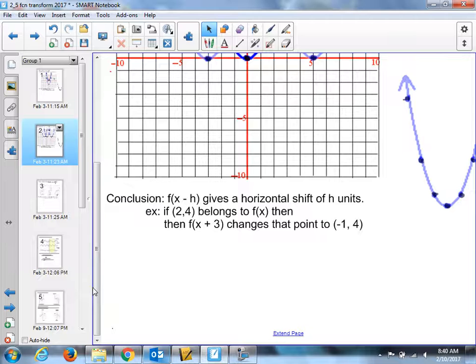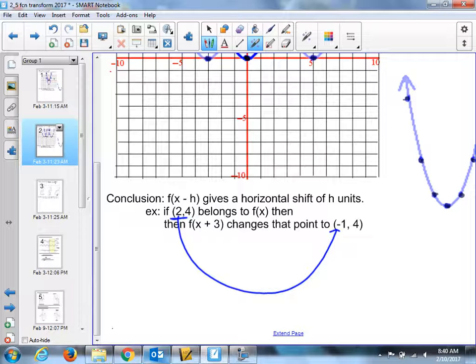So our conclusion, very similar to the other one, except this is horizontal, right? x minus h. And we tend to use h and k for those. Sometimes p and q, depends on the textbook. It gives a horizontal shift of h units. So if 2, 4 belongs to f of x, then f of x plus 3, I'm thinking that's minus negative 3. So negative 3 is what works on the x value, right? So that's 2 minus 3. That's where you get the negative 1, 4.